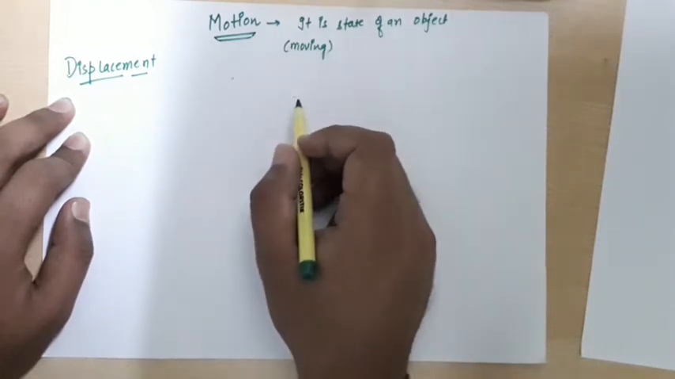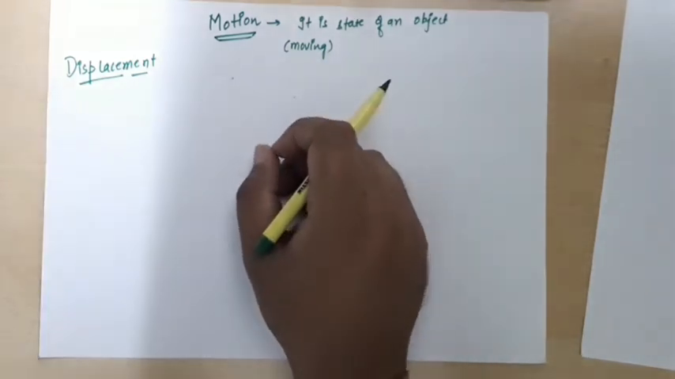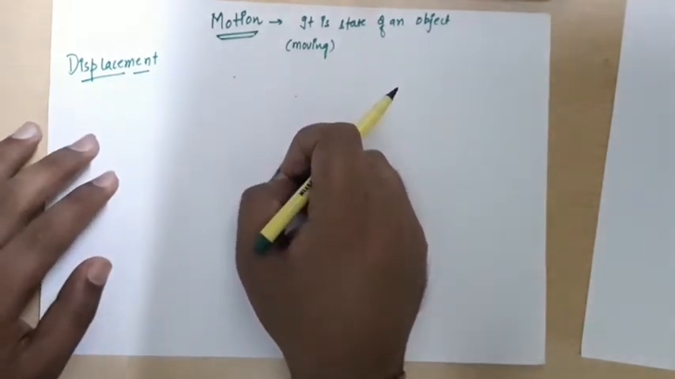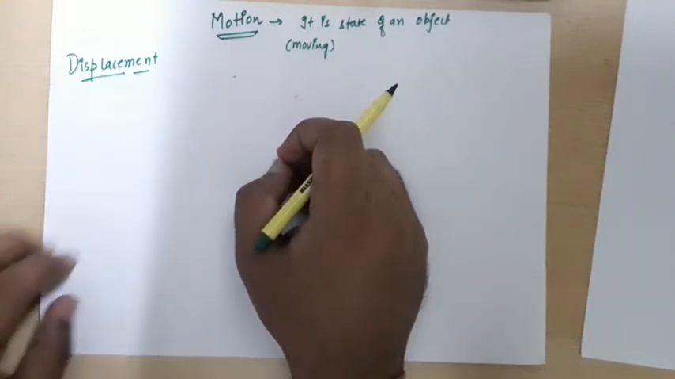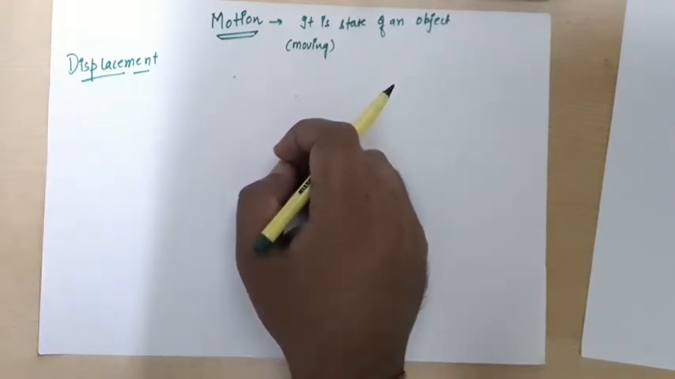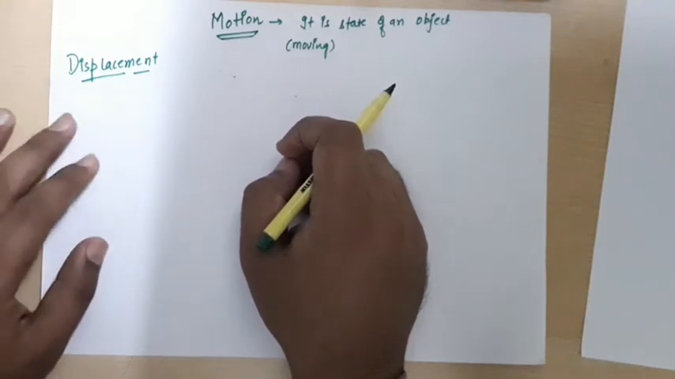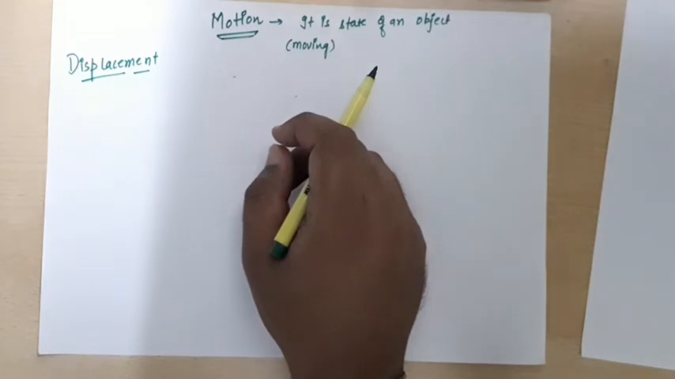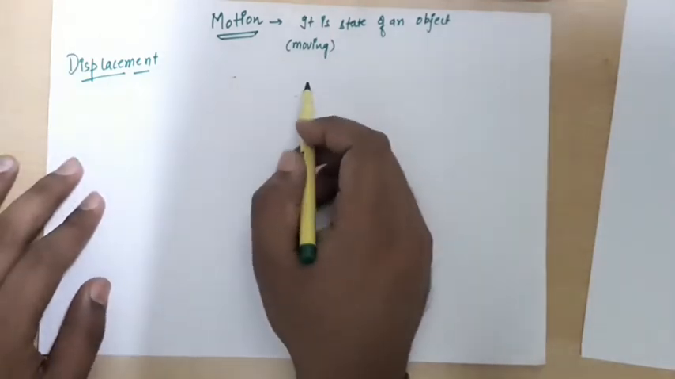For an instance, we can take an example. Suppose a car is moving with a speed of 25 kilometer per hour. Then we can say that this particular state of this car is moving, so we can say the particular car is in motion. Sometimes the car will not move, the car is at rest. So that state of a car is at rest, and we will say that the motion is zero, because the car is not moving.